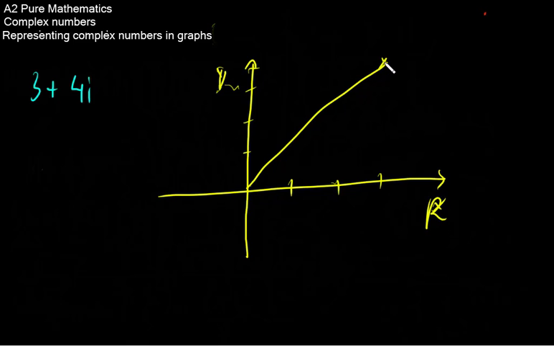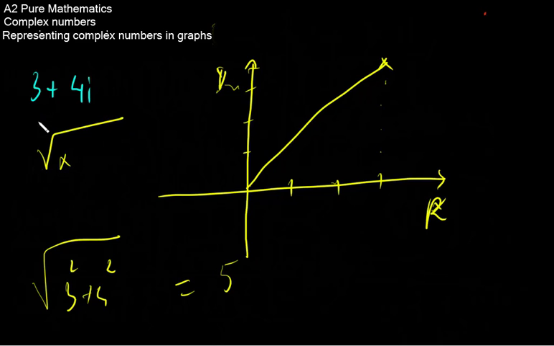So we can find this length using the Pythagoras theorem. This is 4 units, this is 3 units, so this line squared will be 3 squared plus 4 squared. We root it, and we get the length of this line. In this case, it equals 5. The modulus of a complex number is basically the length of the line, and that is defined by the root of x squared plus y squared, where x is the real part and y is the imaginary part. So that is the modulus of a complex number.